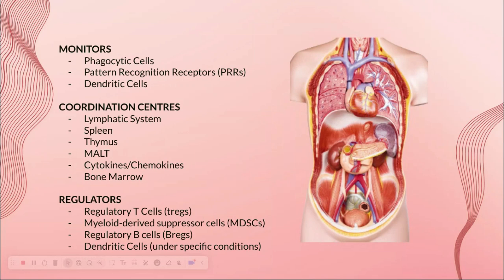And lastly, dendritic cells can adopt tolerogenic properties under specific conditions, promoting the differentiation of TREGs and limiting the activation of effector T cells. Collectively, these regulatory cells work in concert to prevent overreaction and maintain immune homeostasis.